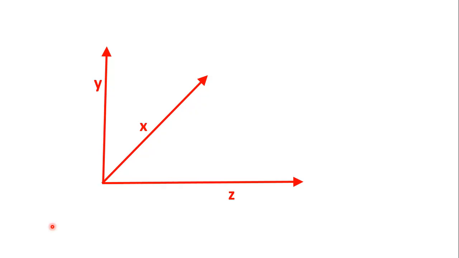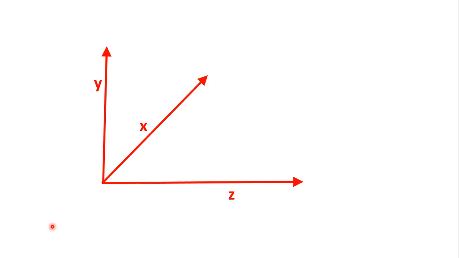Today we are going to discuss the application of group theory to electronic spectra of formaldehyde. What we see on the screen now is a Cartesian coordinate system.